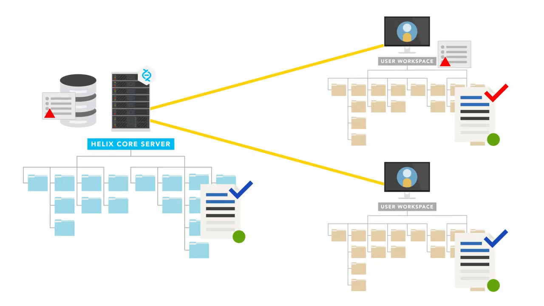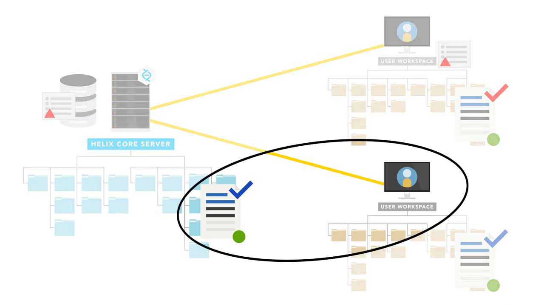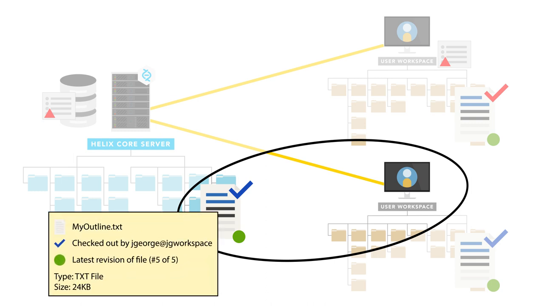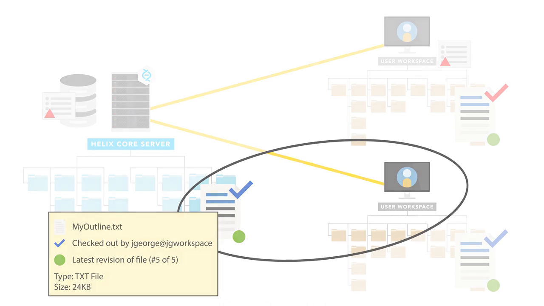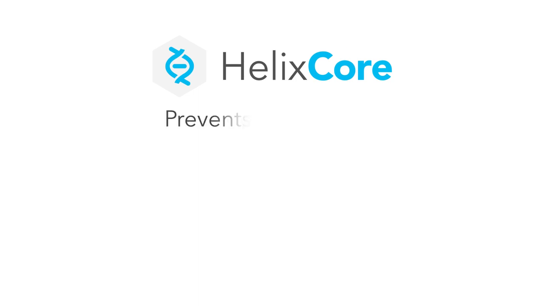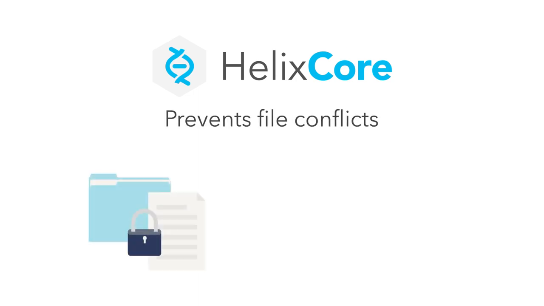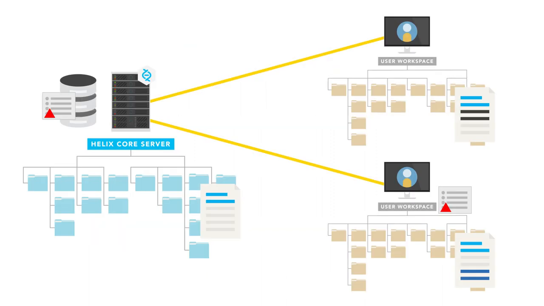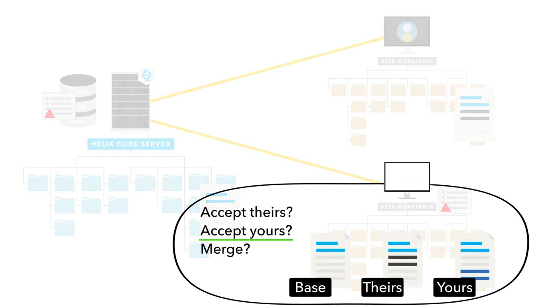Because the central server manages the depot and the system metadata, Helix Core easily supports collaborative development environments. Helix Core can show you who is working on files in the repository. Helix Core prevents file conflicts by enabling you to lock files with exclusive file locking. If multiple people modify the same files simultaneously, it's easy to resolve conflicts between the files.